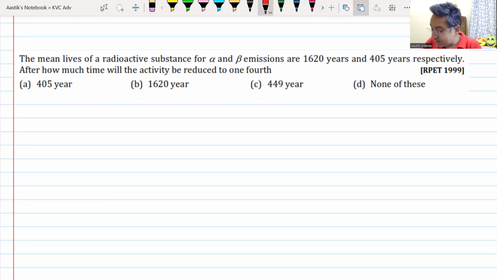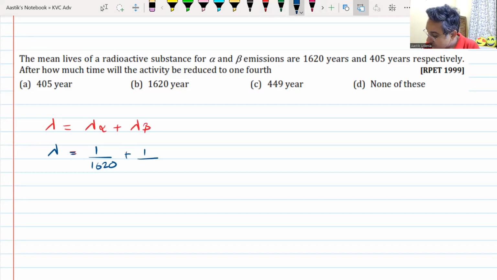So it is decaying by two processes. So lambda will be equal to lambda of alpha plus lambda of beta. Mean life is given to you, so you can find out the lambda from here. That will be equal to 1 by 1620, which is a lambda for alpha decay, plus 1 by 405. Again, you need to calculate this.